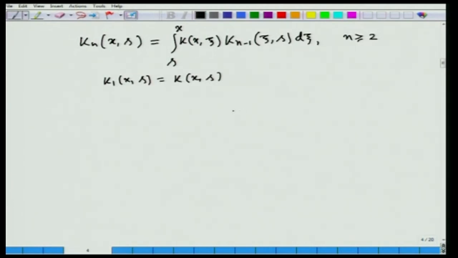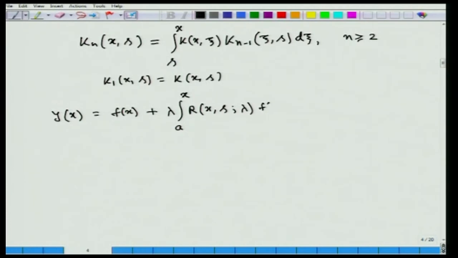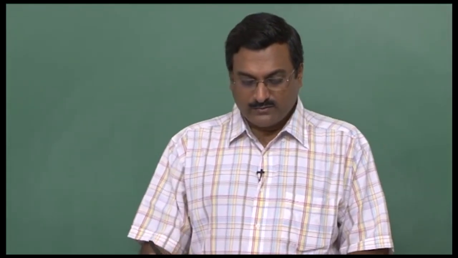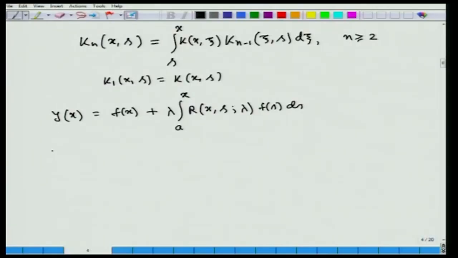Now, first of all the point is that in order to write the solution of the Volterra integral equation in this form, that is y(x) equal to f(x) plus lambda times integral a to x of R(x, s; lambda) f(s) ds, we have to interchange summation and integral sign. So, the question is whether this is admissible or not. In order to answer this question, first of all we address the question of convergence of the infinite series of functions that is obtained for this resolvent kernel R(x, s).